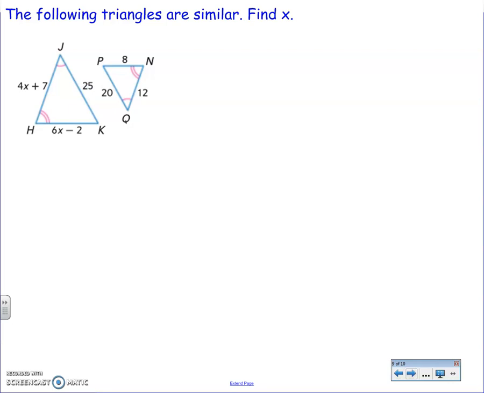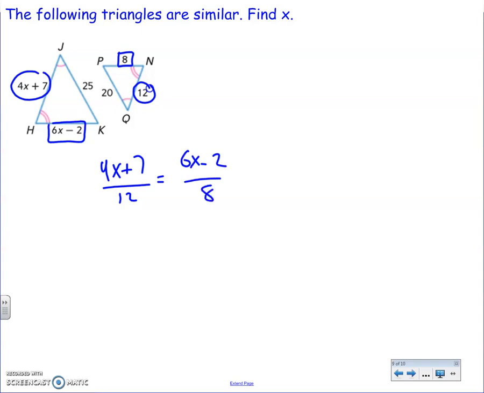This one, they're similar. Find x. This one's easy. I can find the pairs. This is between the 1 and 2 angle marks, between the 1 and 2 angle marks. And then this is across from the 1 angle mark, across from the 1 angle mark. So I can do circle over circle equals square over square.